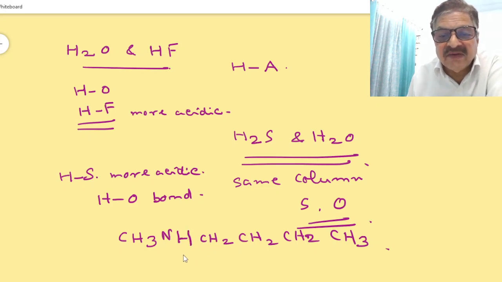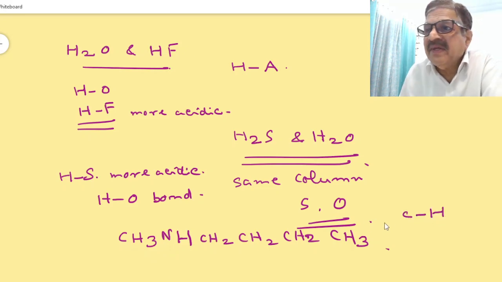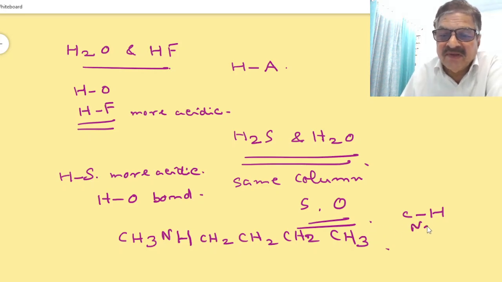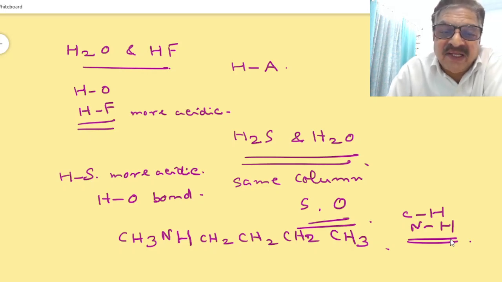See, if you have a compound of this nature, how many types of bonds are there in it? In this compound, we have only one carbon-hydrogen bond, and then we have a nitrogen-hydrogen bond. These are the two different types of bonds here: the CH bond and the NH bond.